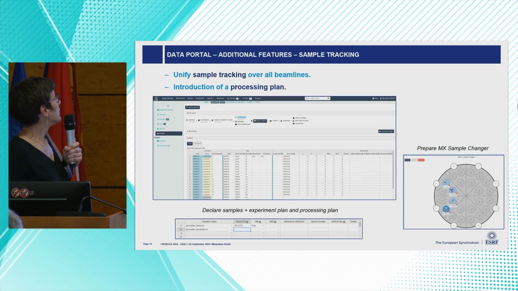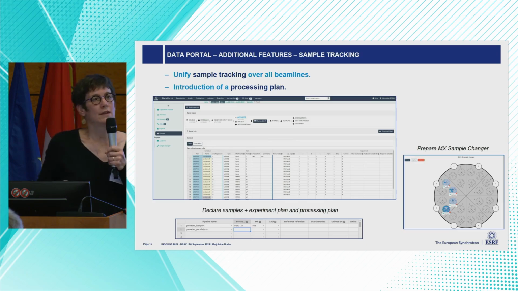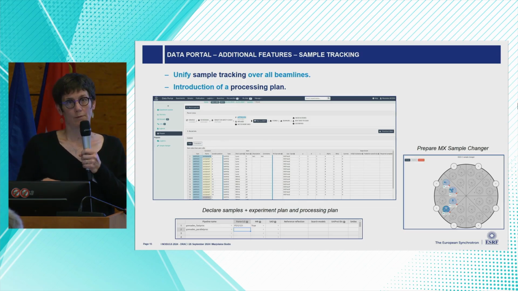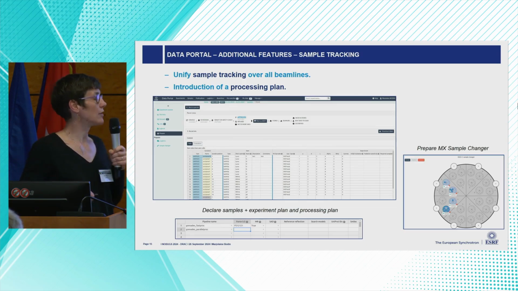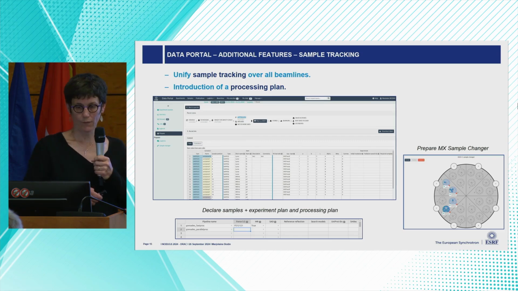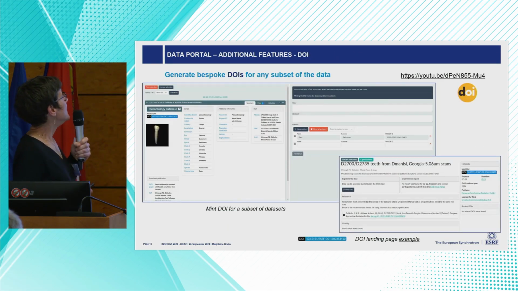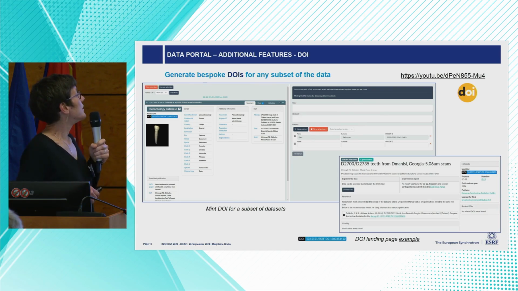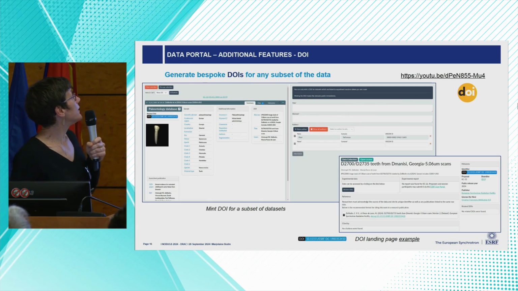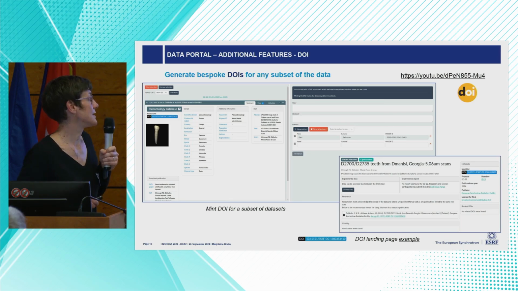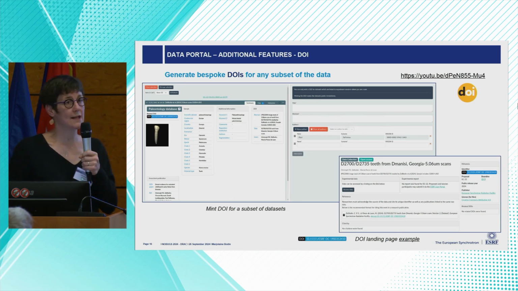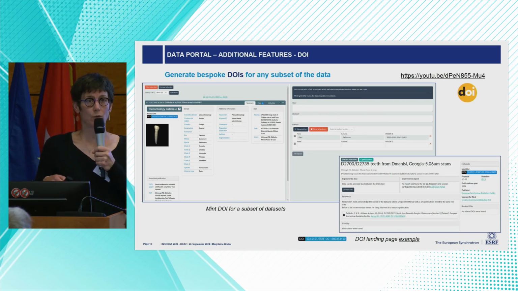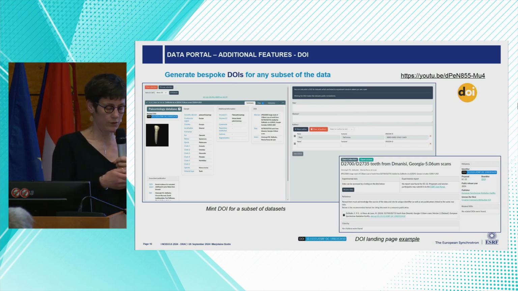And we have also introduced the notion of processing plans, so users can choose which pipeline, for example, they want to use on which sample. This is for MX, but it's configurable for each beamline. We have also DOI, so at the end of an experiment, a DOI is automatically minted, but users can generate custom DOIs for any subset of the data, and specifically here for process data, and then the raw data will be automatically linked to their process data.